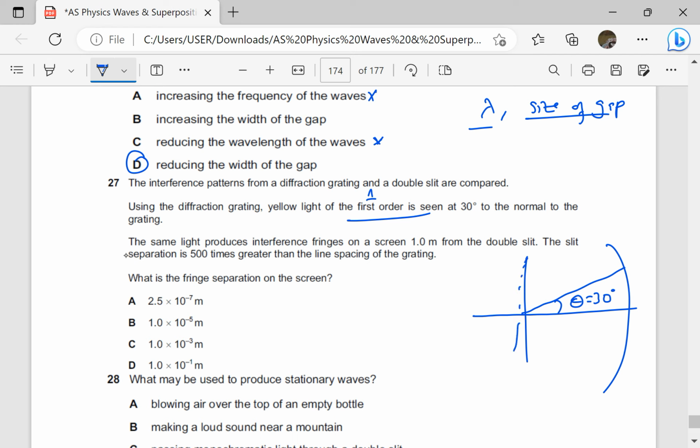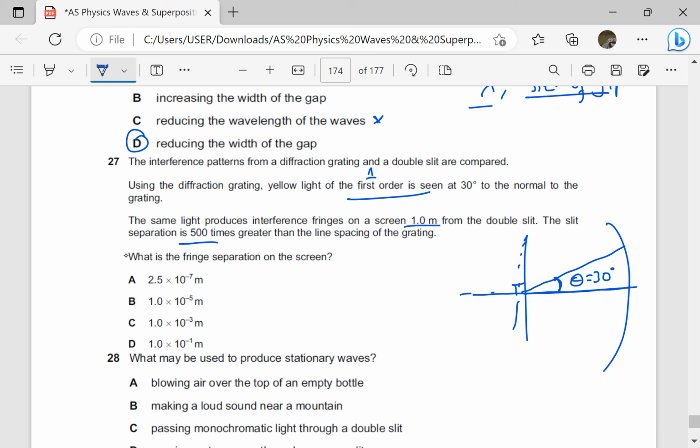This is the grating. The normal to the grating makes 90 degrees with the grating, which is that horizontal line. And 30 degrees to the normal is the angle from the horizontal line. The same light produces interference fringes on a screen 1 meter from the double slit. The slit separation is 500 times greater than the line spacing of the grating. What is the fringe separation? So let's start with the diffraction grating. For diffraction grating, n lambda is equal to d sine of theta. n is 1, so 1 times the wavelength. The wavelength is not known, I'll just leave it as lambda is equal to d.